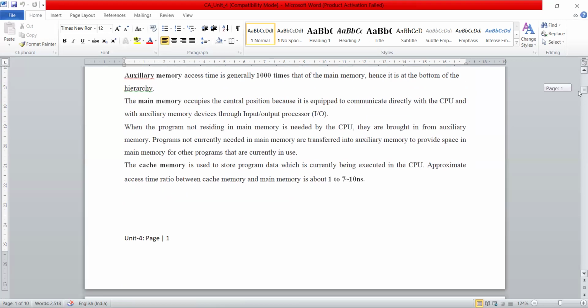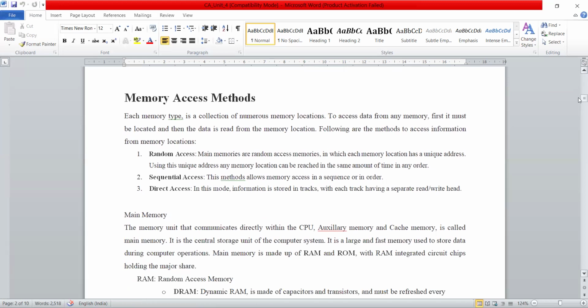All right. Now, memory access methods. Each memory type is a collection of numerous memory locations. To access data from any memory, first it must be located and then data is read from the memory location. Following are the methods to access information from memory locations. Number one is random access memory. Main memories are random access memories in which each memory location has a unique address. As the name suggests, random access means that we can access data in a random way.